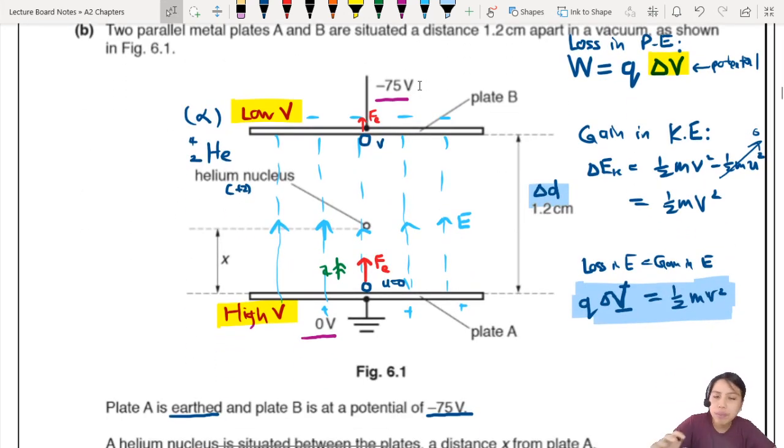Now you notice they set up a very nice scenario here. Your helium nucleus starts off down here. It rolls to the other plate. Why does it do that? Because there's an electric field. The electric field depends on the potential between the plates, right? High V to low V, the electric field points this way.